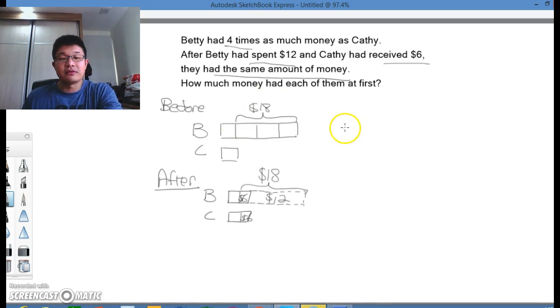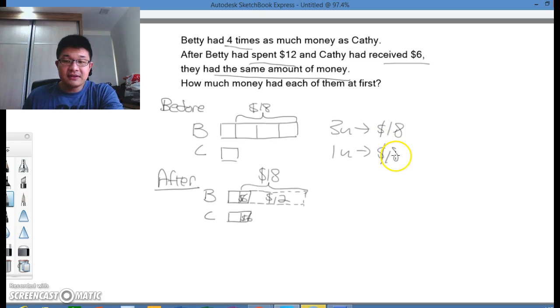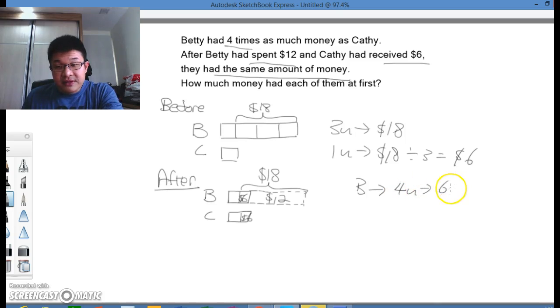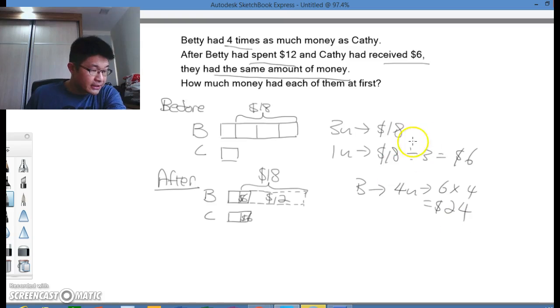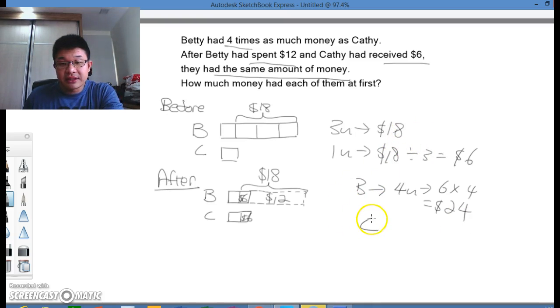So we can solve for 1 unit now. So 3 units is 18. 1 unit would therefore be 18 divided by 3 to be $6. So how much money had each of them at first? Well, Betty, she had 4 units, so 6 times 4 would be 24. And Kathy, the easy one, Kathy has got only 1. So Kathy is 1 unit, and that is $6.